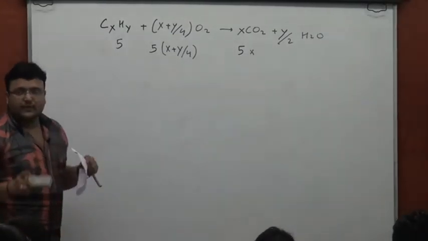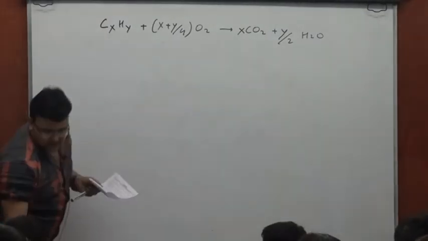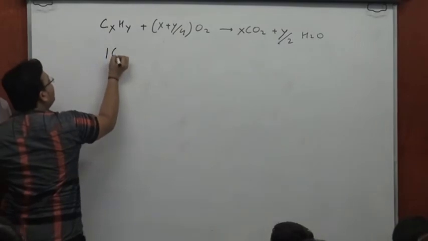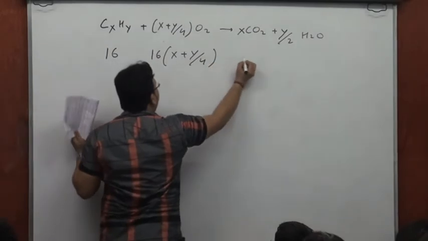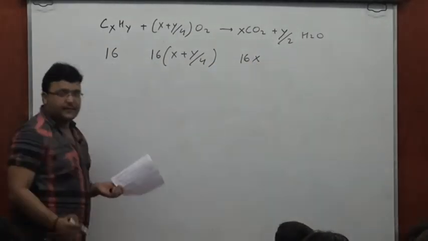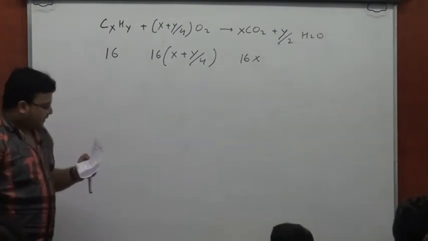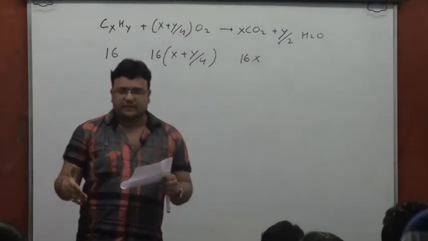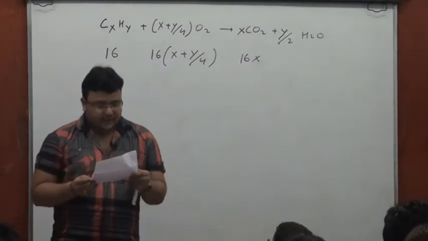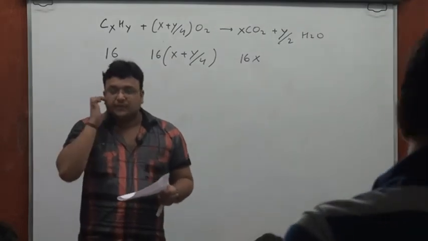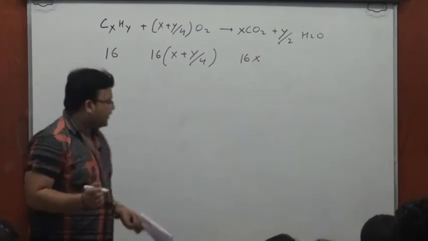Now first of all, because I'm starting with 16 ml, if I start with 16 ml, I'm going to need 16 times x plus y by 4 ml of oxygen forming 16x ml of carbon dioxide. Fair enough? Now, read the statement. On cooling, the volume of resultant gaseous mixture was reduced by 48 ml. So what's primary contraction? Primary contraction is 48 ml.